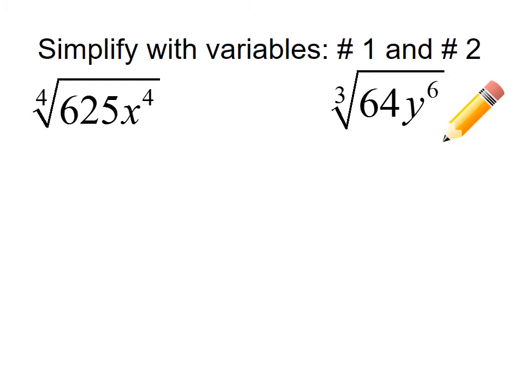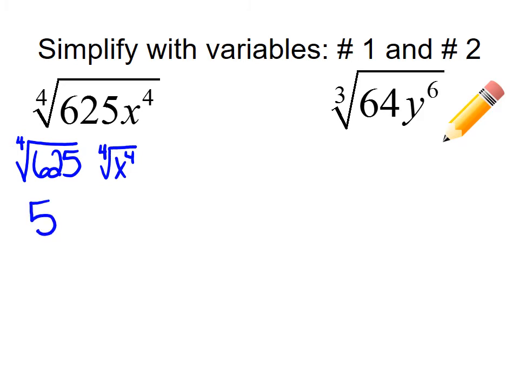Now let's explore what to do if we have variables. My first suggestion is to separate each piece under its own radical sign. So the 625 has a radical, and the x to the fourth has a radical. Always check your table first. Is 625 a perfect fourth root? And in this case, it is. It is 5.